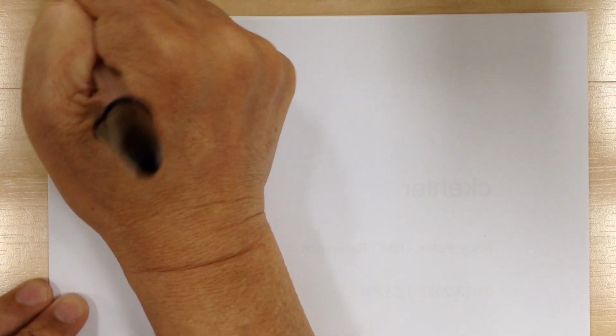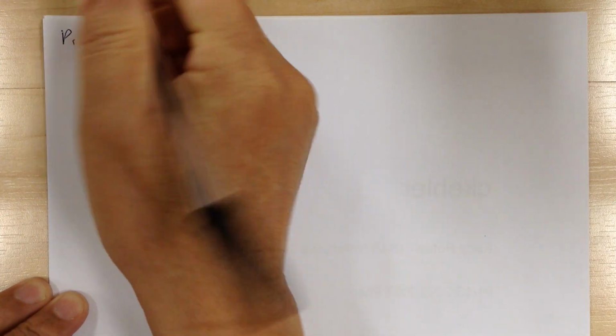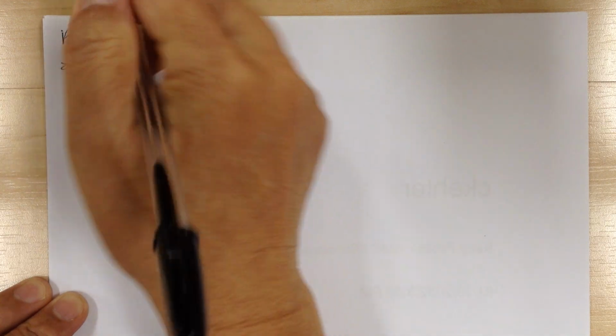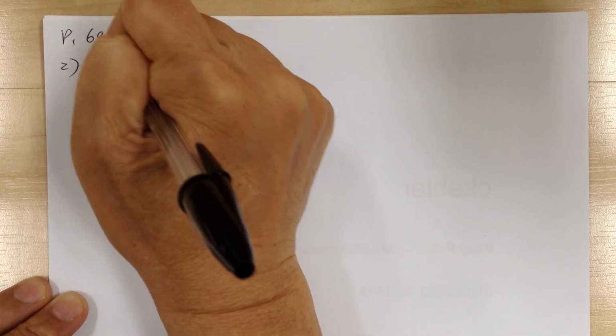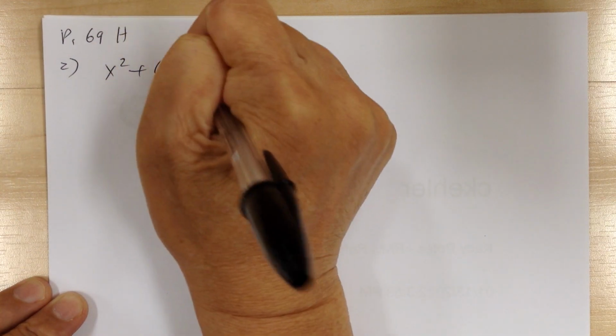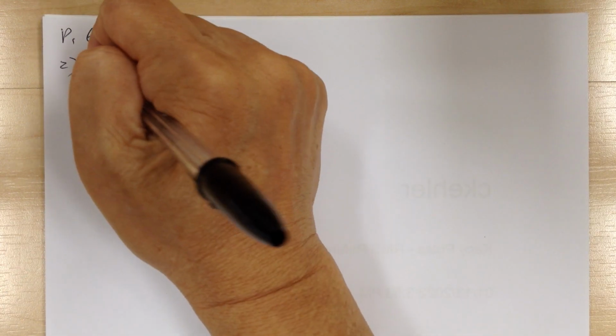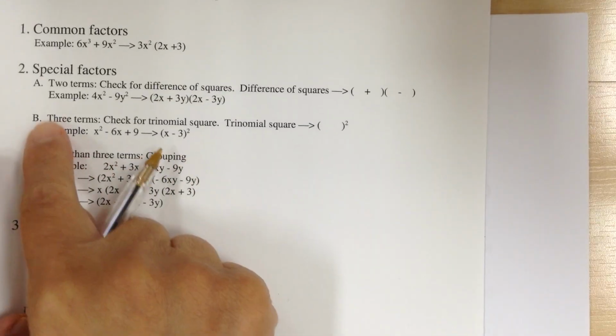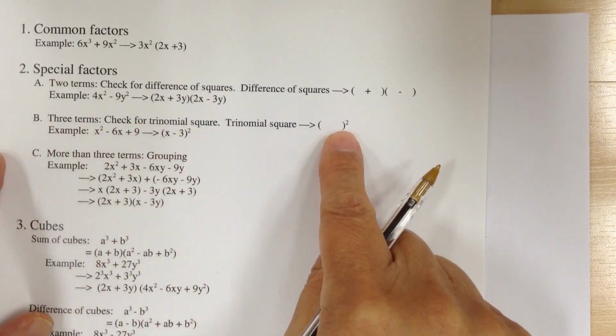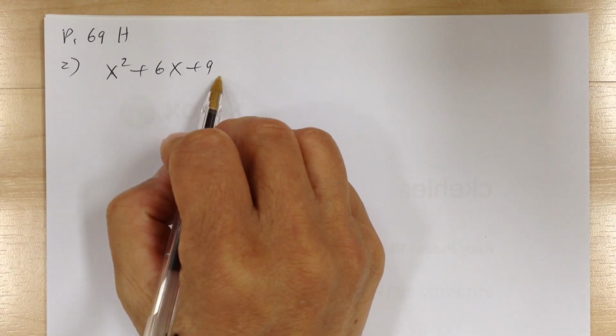Let's go to page 69 on the handout, and let's start with number 2. You got x squared plus 6x plus 9. So again, for this assignment, everyone is at step 2b. So again, 3 terms, you check for the perfect square. Okay, so this is a square, so this is a square.